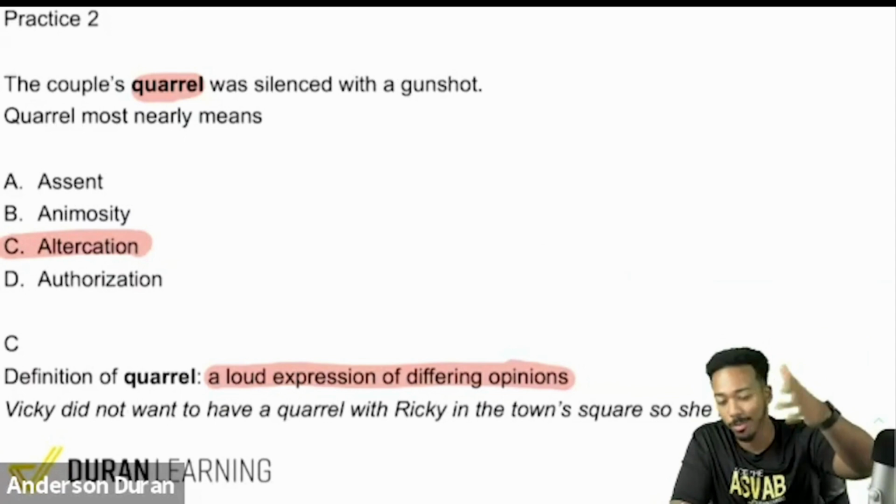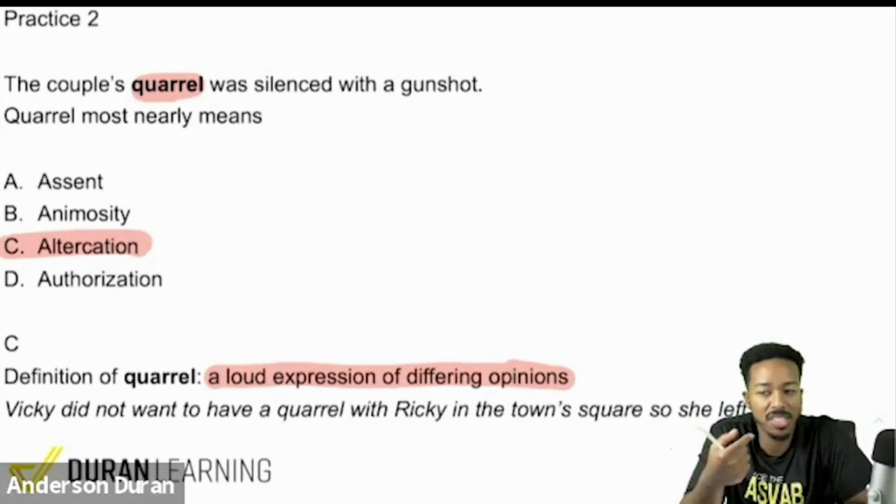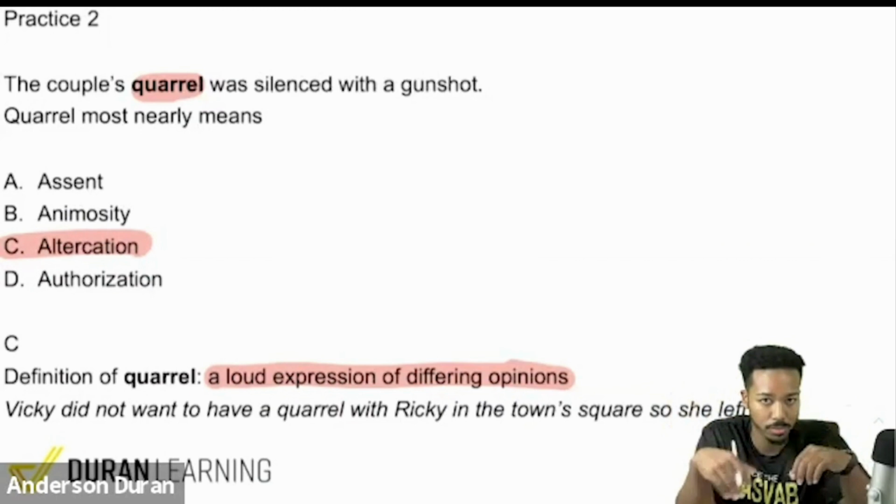But yeah, pretending that I hate Ronald, I have animosity towards Ronald. All that means is I have feelings of dislike or anger toward Ronald. That doesn't mean I'm being loud about it. That doesn't mean I'm arguing with him. He may not even know that I have animosity toward him. If you're really passive, you'll never know. But you see what I'm saying there. Animosity is a feeling, and altercation is an action, something taking place.